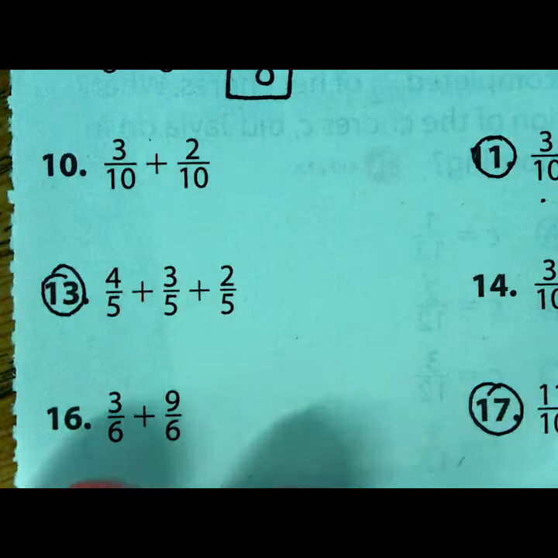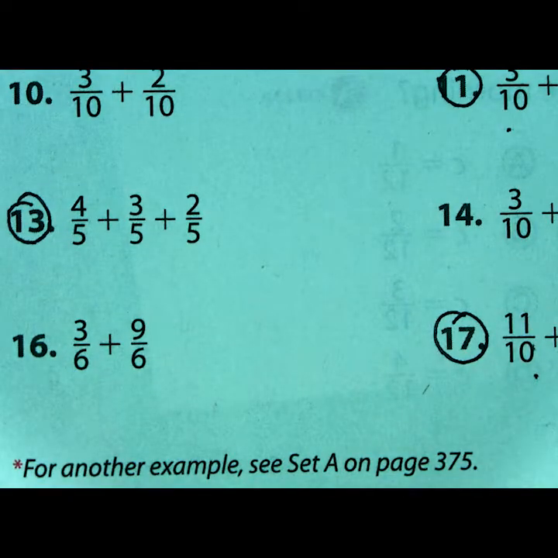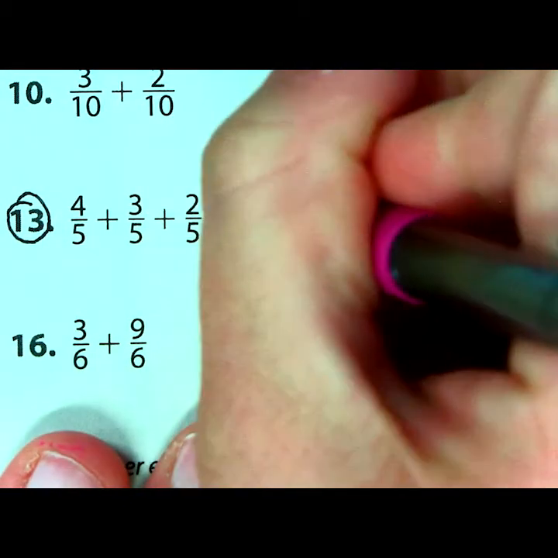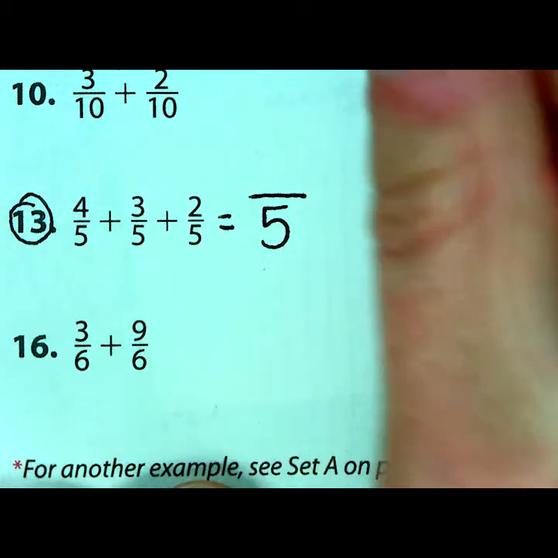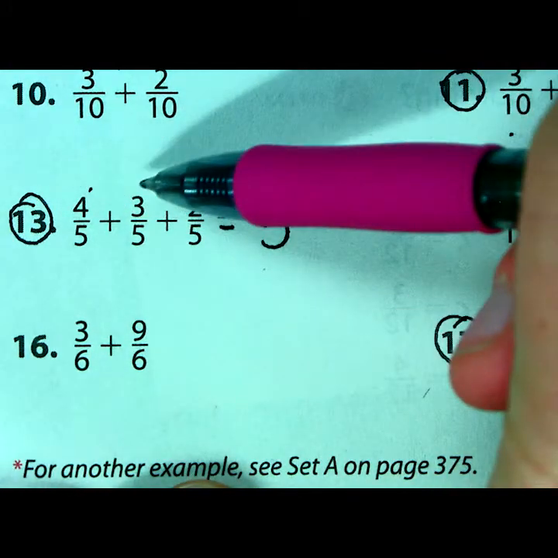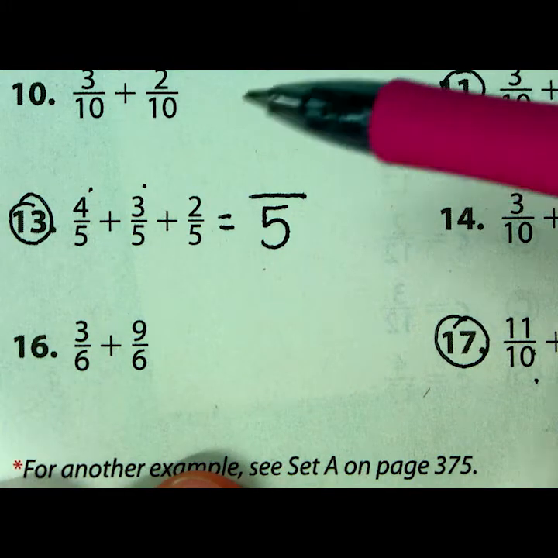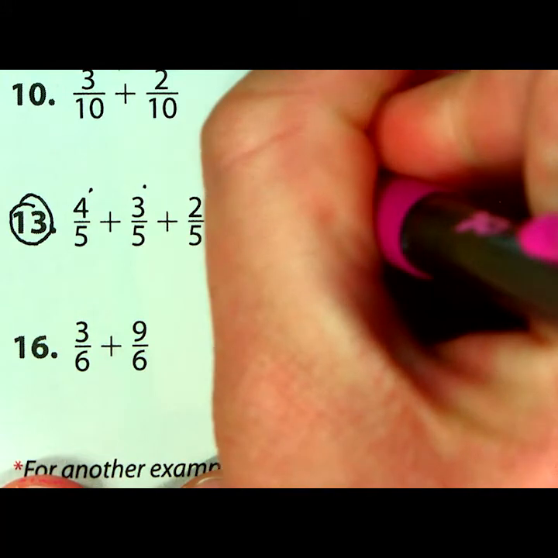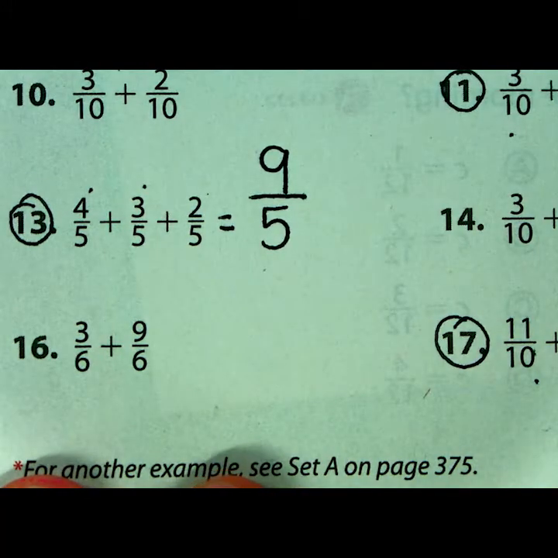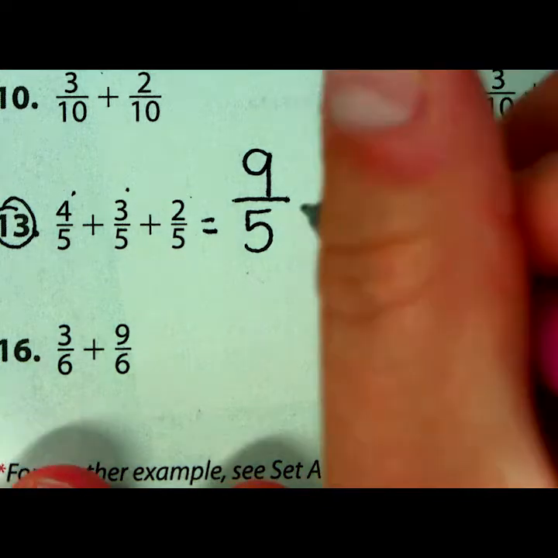Number 13. So they tried to trick us by including more than 2 fractions, but that's okay. It is still the same rule. Our denominator is not going to change. We're going to add our numerators. We know that 4 added to 3 gives us a sum of 7. And when we add 2 more, now we have 9. 9/5.